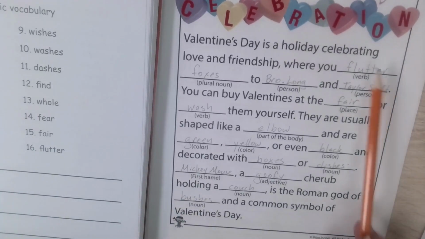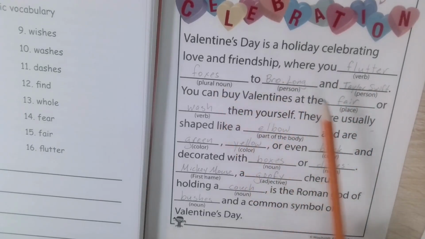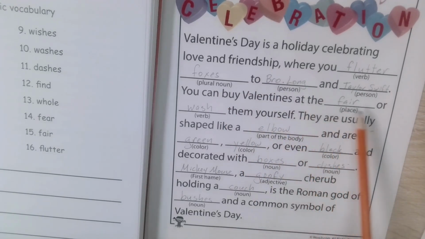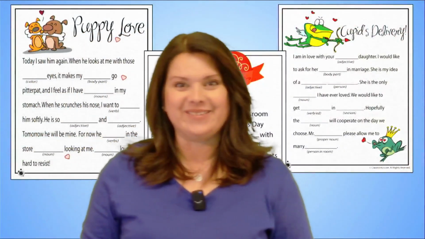All right, Valentine's Day celebration. Valentine's Day is a holiday celebrating love and friendship where you flutter foxes to Brother Long and Taylor Swift. You can buy Valentines at the fair or wash them yourself. They are usually shaped like an elbow and are green, yellow, or even black and decorated with boxes or dishes. Mickey Mouse, a goofy cherub holding a couch, is the Roman god of bushes and a common symbol of Valentine's Day.